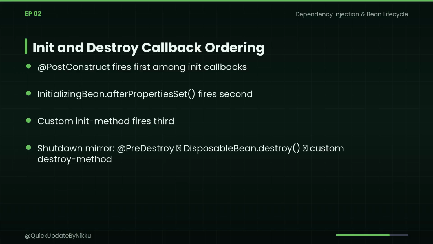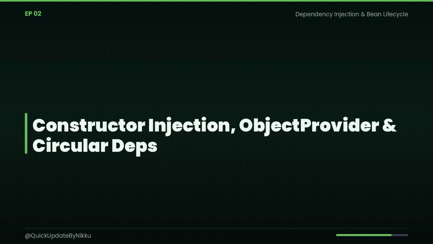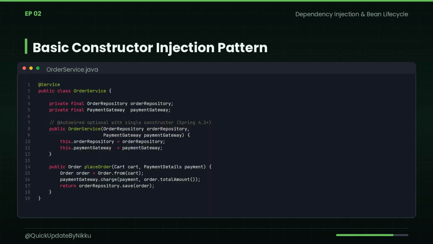first to be destroyed. This section covers the real-world constructor injection patterns you will encounter in professional Spring Boot codebases, then moves into 2 advanced topics every senior Java developer must understand: ObjectProvider for optional dependencies and circular dependency resolution. The 2 fields are declared final, which is the critical detail here.